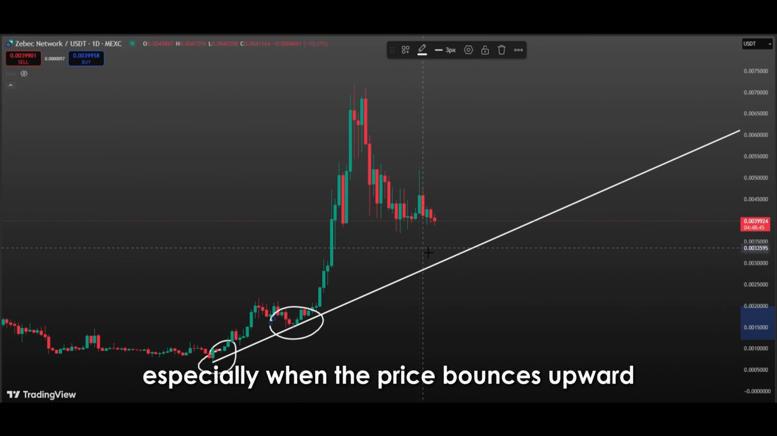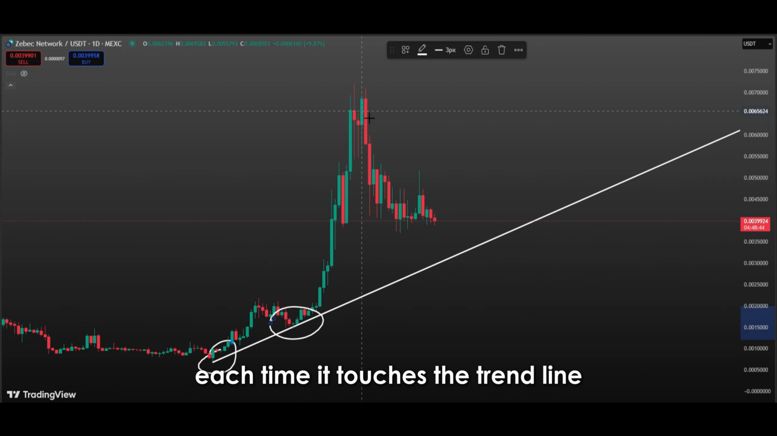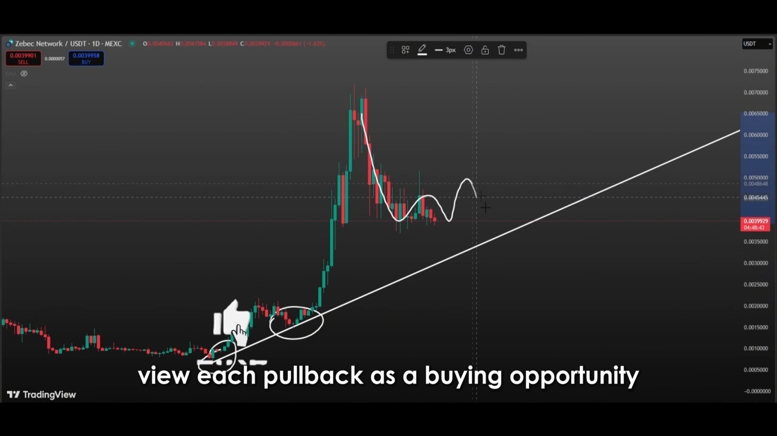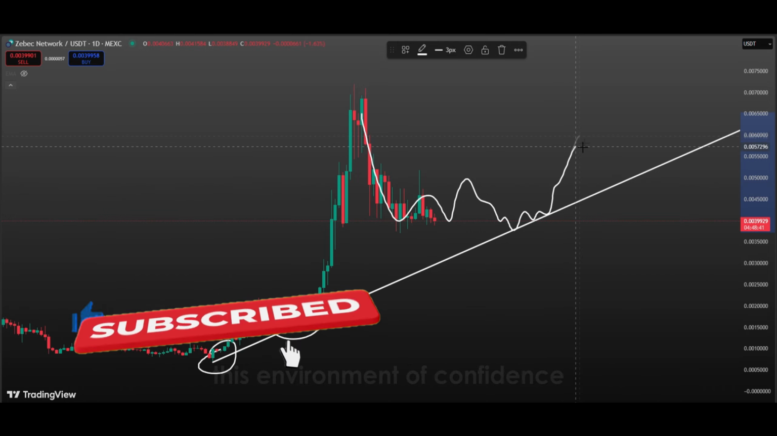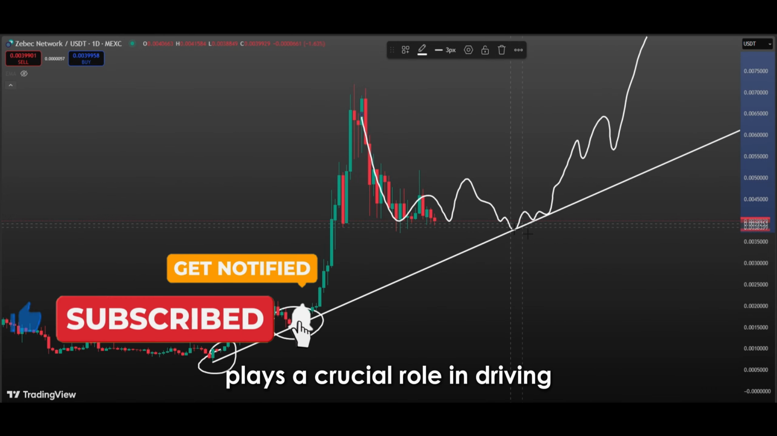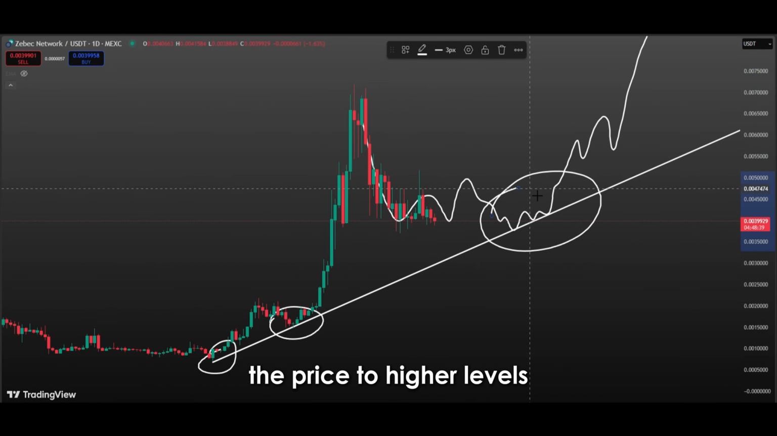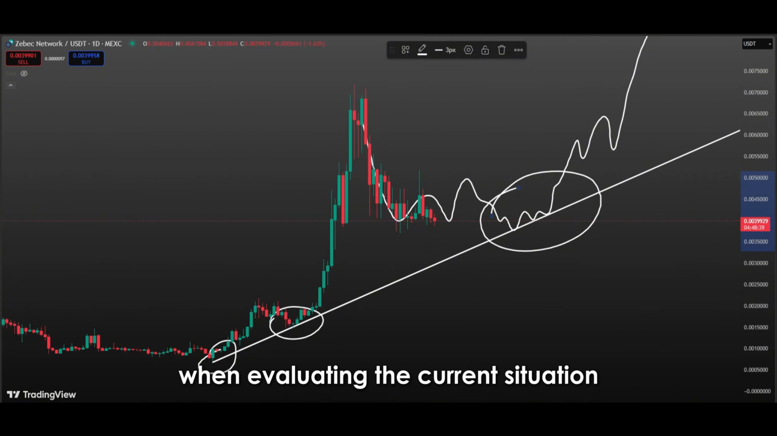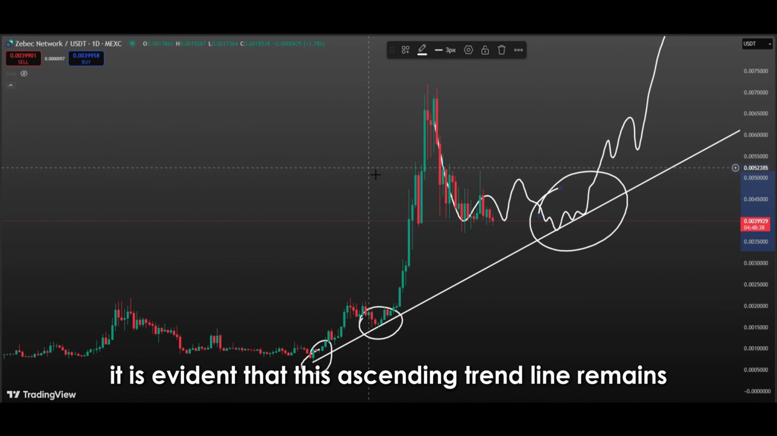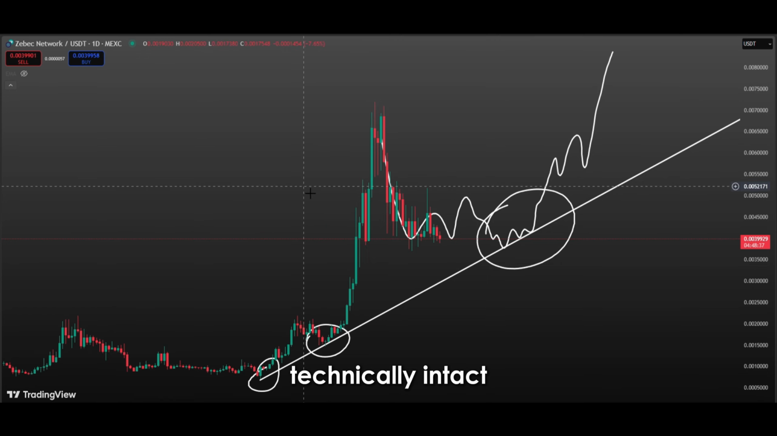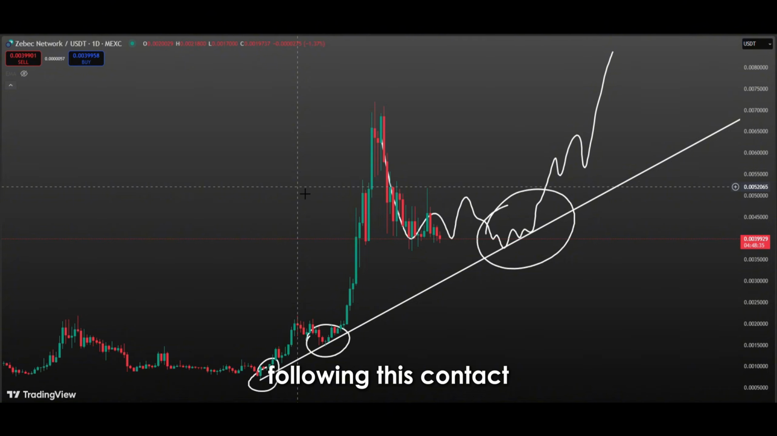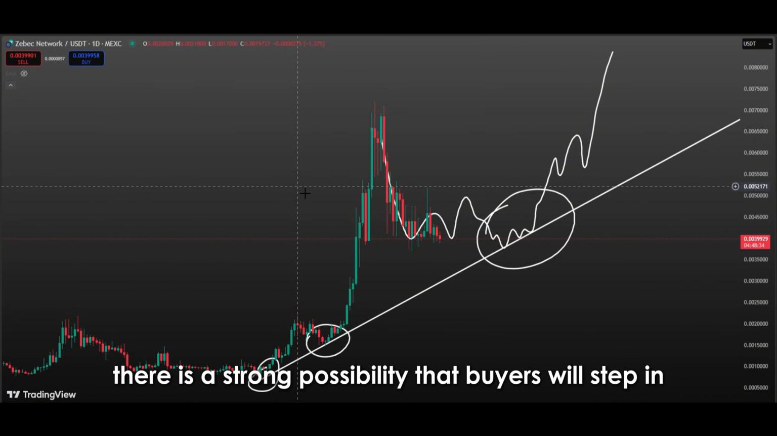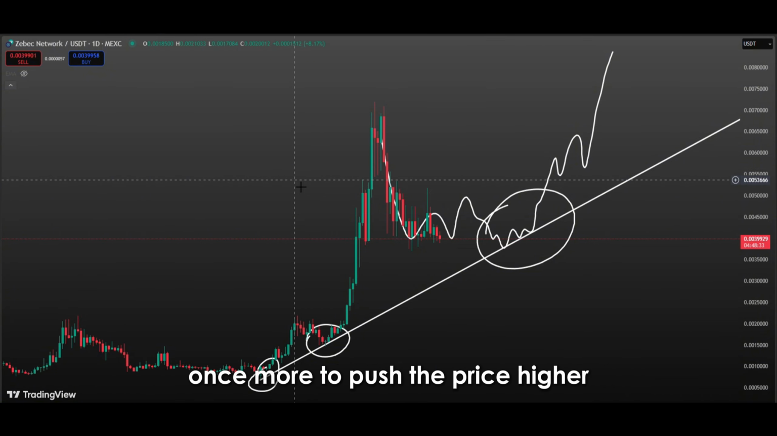Especially when the price bounces upward each time it touches the trend line, it shows that buyers view each pullback as a buying opportunity and that they have confidence in the market. This environment of confidence plays a crucial role in driving the price to higher levels. When evaluating the current situation, it is evident that this ascending trend line remains technically intact and that the price is once again approaching this line. Following this contact, there is a strong possibility that buyers will step in once more to push the price higher.